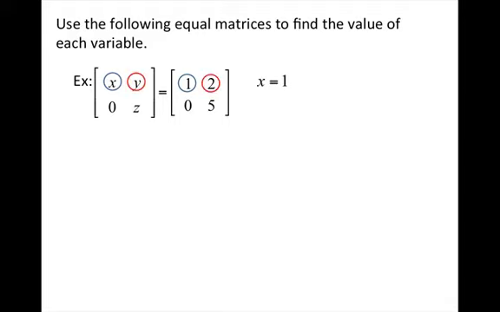The Y and the 2 are in row 1, column 2, so they must be equal. So Y equals 2. The Z and the 5 are in row 2, column 2, so they must be equal. So Z equals 5.